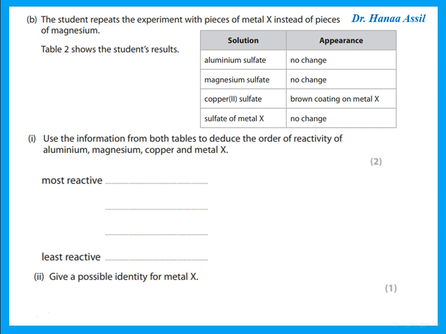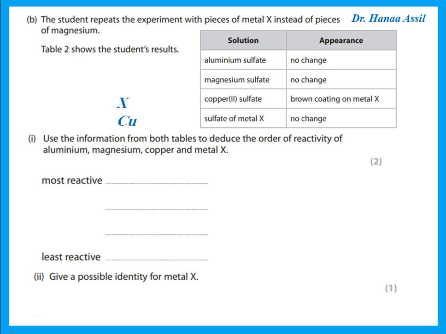So now we're putting X on aluminium sulfate, X on magnesium sulfate, X on copper sulfate, and so on. Now, you can see that X with aluminium sulfate, it did not react. That means aluminium is more reactive than X. With magnesium sulfate, no reaction. That means magnesium is more reactive than X. Now, with copper sulfate, it reacted. That means which one is more reactive? That means the X is more reactive than the copper.